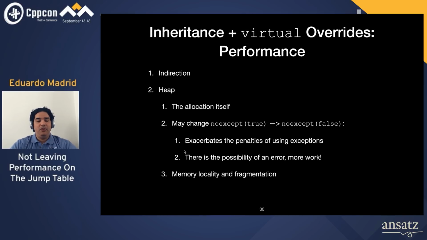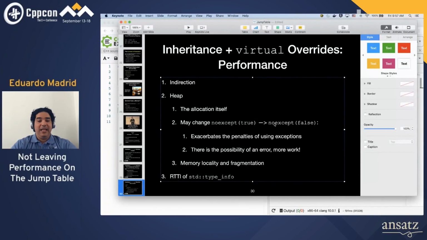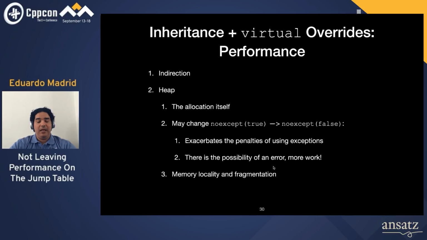One thing that people don't quite realize is this part, that the use of referential semantics forced by polymorphic interfaces may change things that were no-except, that were just going to work fine, into things that now can fail because a heap allocation might be involved. This difference exacerbates the performance and binary size penalties of using exceptions. There's also the possibility of an error, so the responsible programmers have more work to do. I also mentioned that the memory locality and fragmentation get worse.